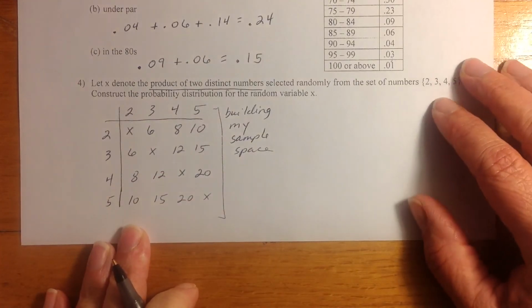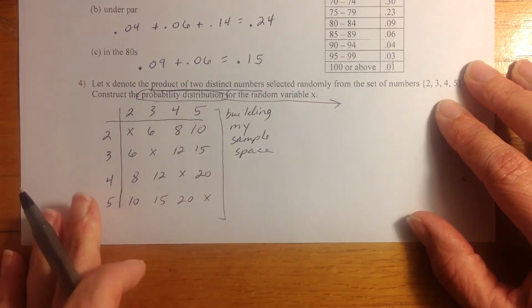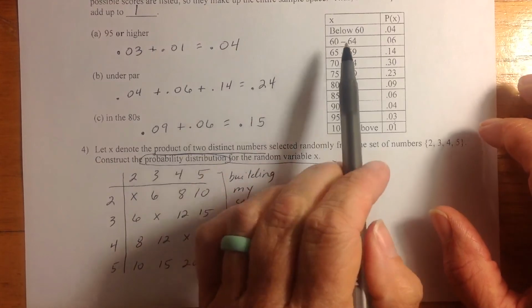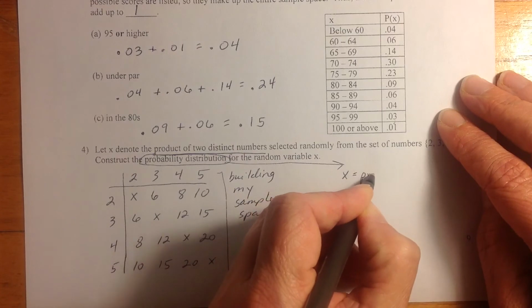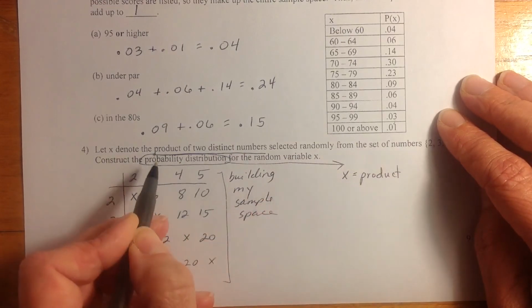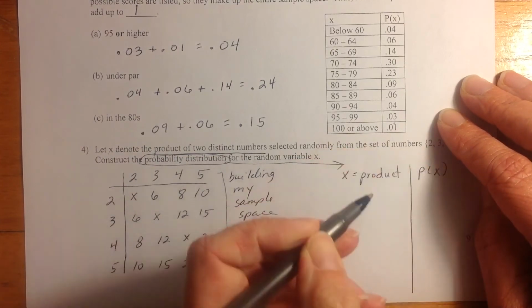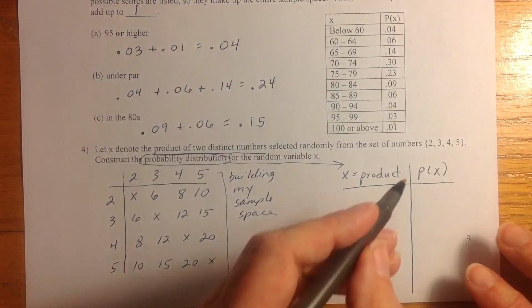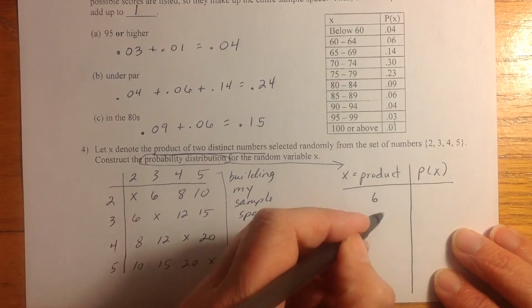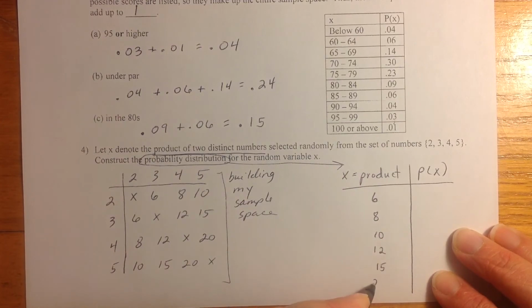Now for my probability distribution, if I want to make my probability distribution, it looks just like this one. I have an x side and a probability side. So I'm going to let x be any product that we found because that was our task. Let x denote the product. And then I'm going to write down, well, how many times did it happen? So what are all the different products that we got? We got a 6 from our table. We have an 8. I'm just going to put them in numerical order. 10, 12, 15, and 20.